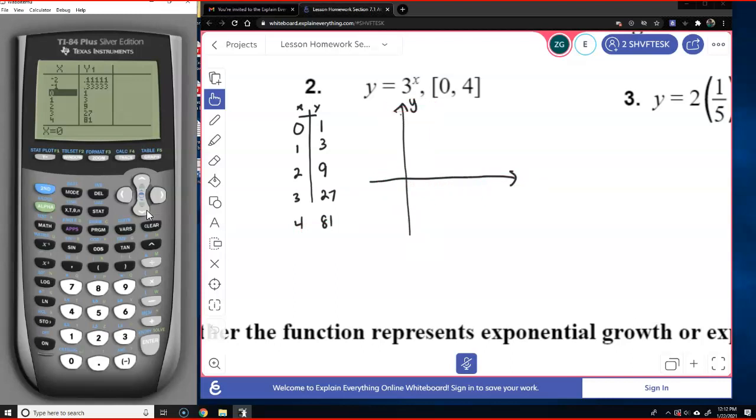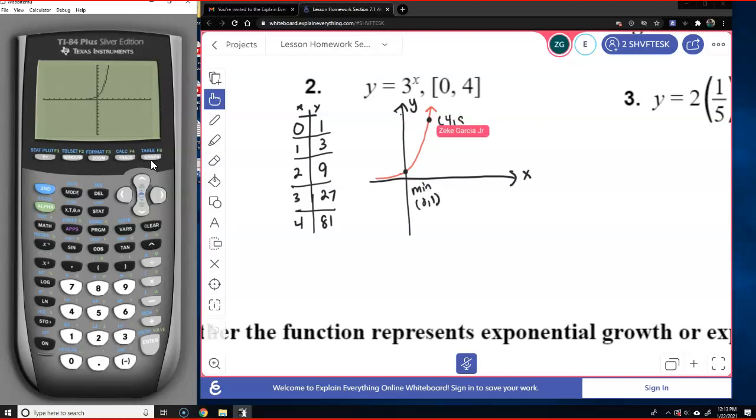There's the y-axis. There's the x-axis. And I'll use a different color to sketch it. I'm going to go ahead and graph. So it looks just like this. So we know at 0, 1, that's going to be our min. 0, 1. And then, of course, our max will be 4, 81.